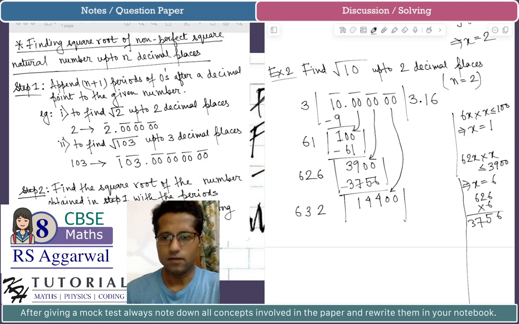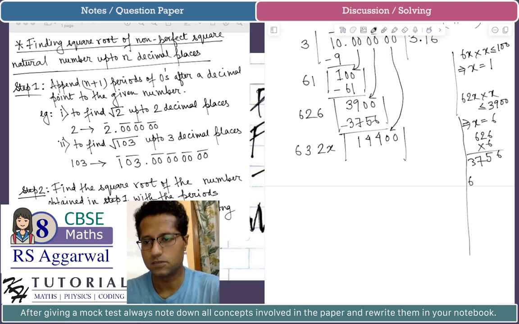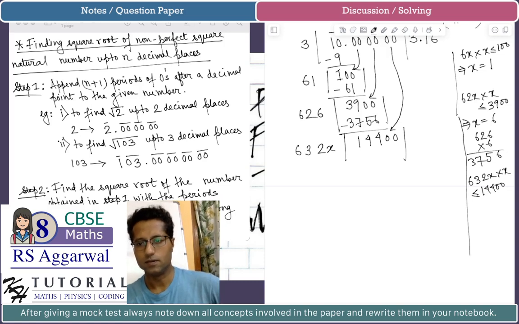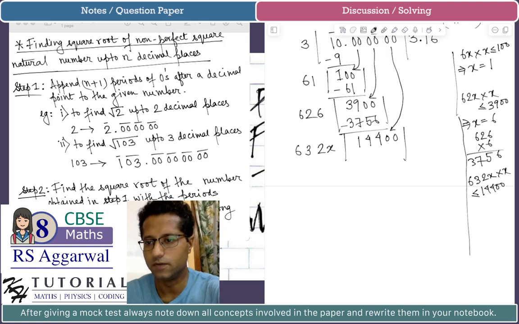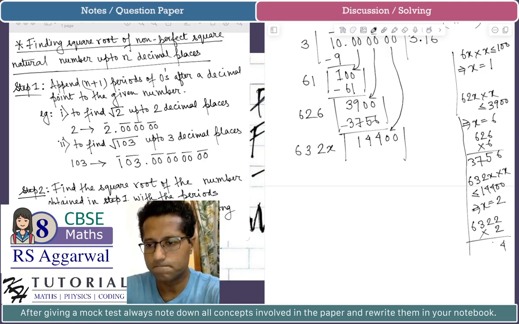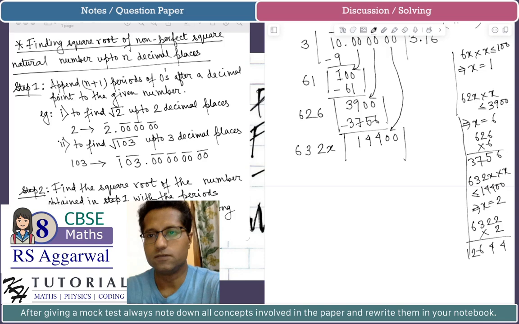Okay, so now again we have to find x, the digit x over here for the divisor, such that 632x multiplied by x will be less than or equal to 14400. What can x be? Can x be 3? No, x cannot be 3 definitely. So this implies x will be 2, but anyway, let's check that out. 6322 multiplied by 2 is 12644. Okay, so x will be 2.